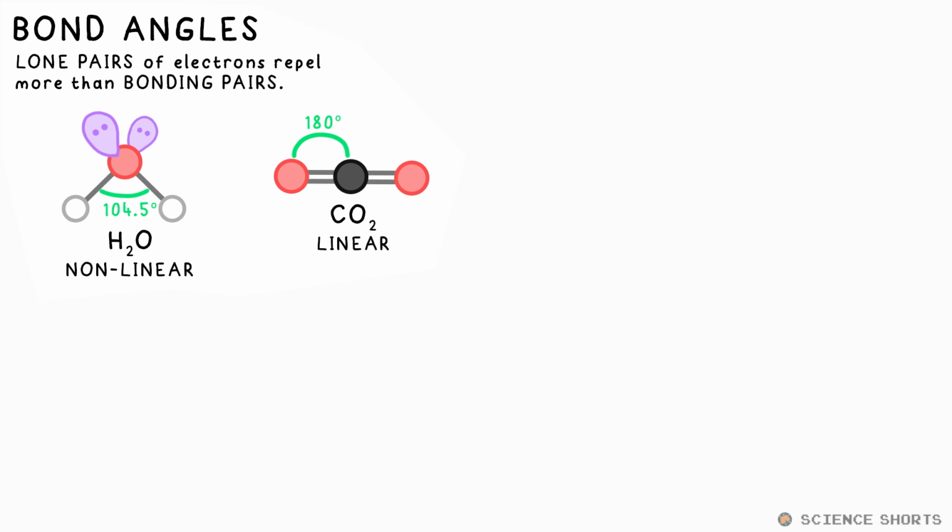CO2, on the other hand, is linear, and that's because the lone pairs of electrons on the oxygens are all pushing that double bond in just one direction, so it ends up being symmetrical. So this bond angle is 180 degrees.